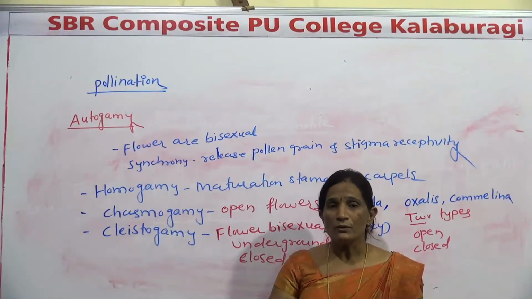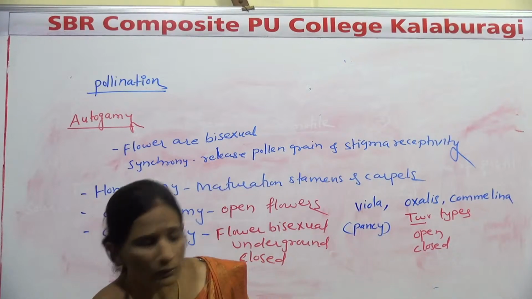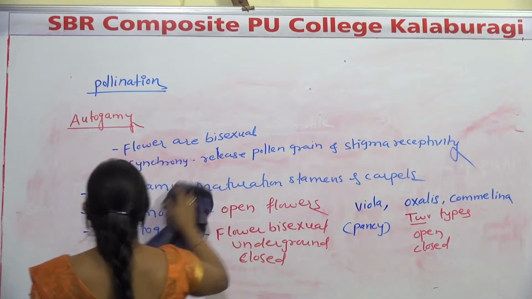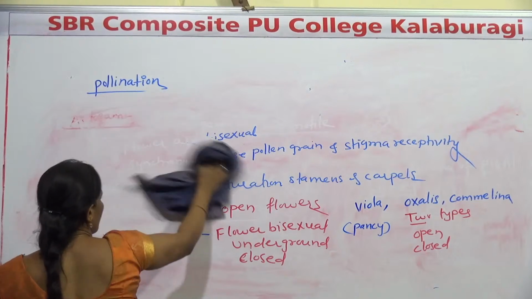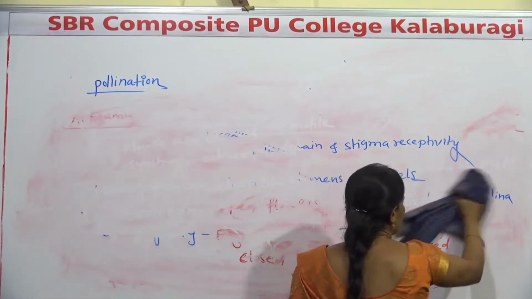Is it clear? So this is about autogamy. Coming to allogamy or cross-pollination.